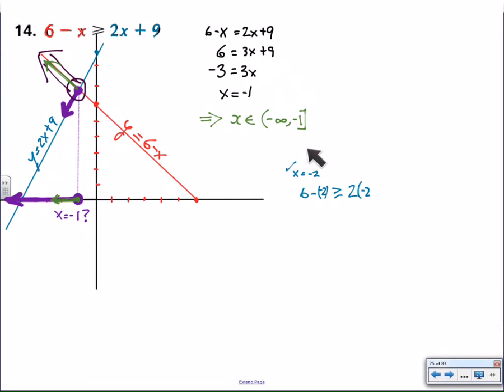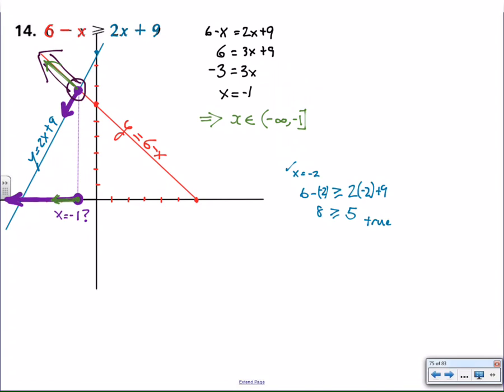Just to make sure that this is valid, I could pick any number that's smaller than -1, and this should be a true statement, because my answer suggests that any number less than -1, so it doesn't matter what I pick, whether it's -2 or -2 billion, I should have a true statement on the left compared to the right. So when I put in -2, which is less than -1, I find that on the left-hand side we get 8, and on the right-hand side we get 5, so this is in fact a true statement.